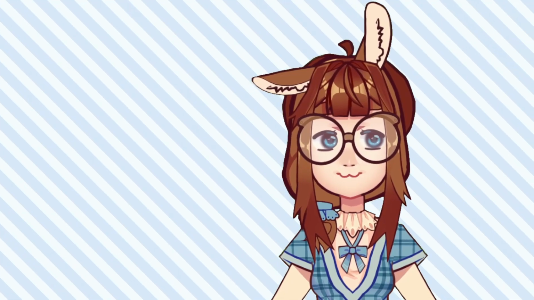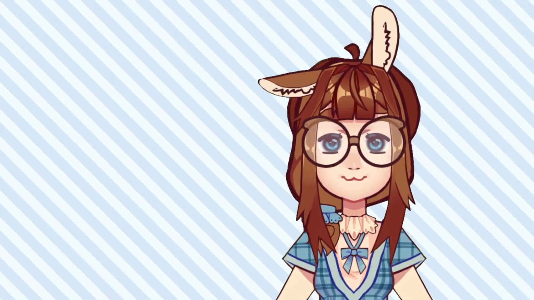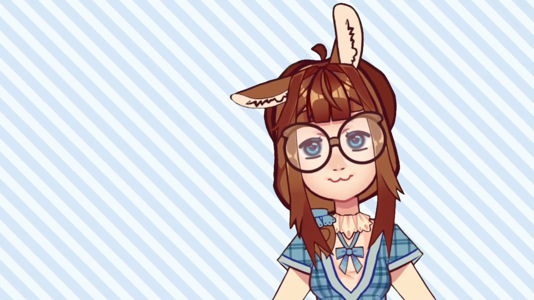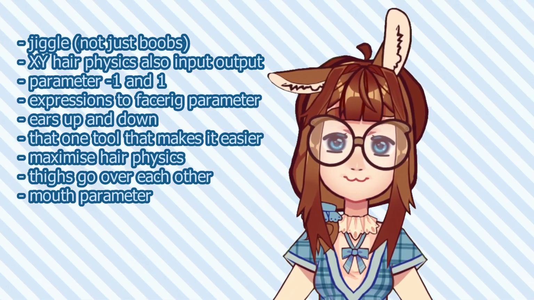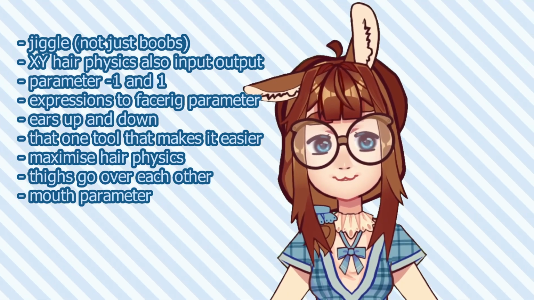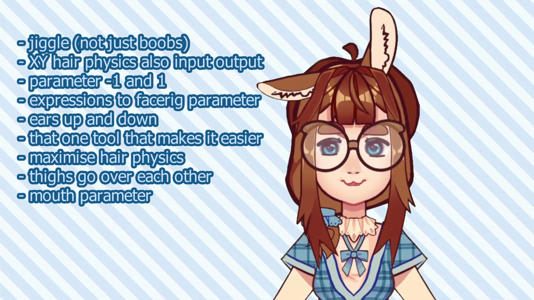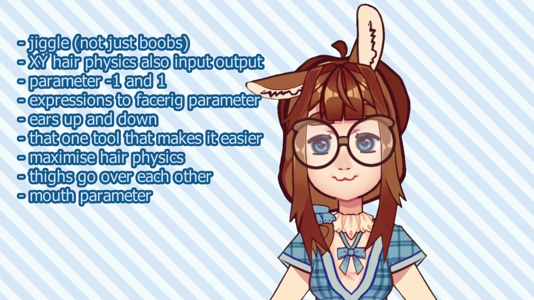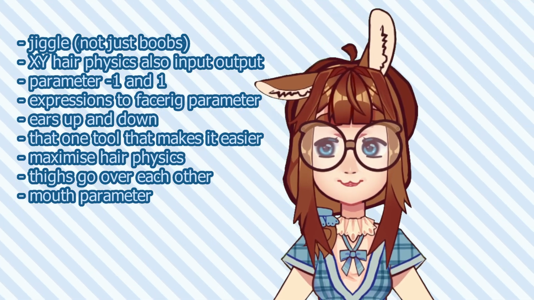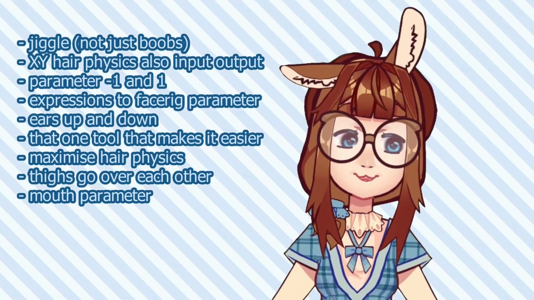This video is for beginners, but I will assume you know your basic way around Live2D. This is like help with details and such, so I will go through these 9 things. How to make smoother looking jiggles, this includes boobs and tears. How to make maximized hair physics, parameter explanation, how to import expressions into FaceRig, mouth parameter, and how to make objects go over each other.